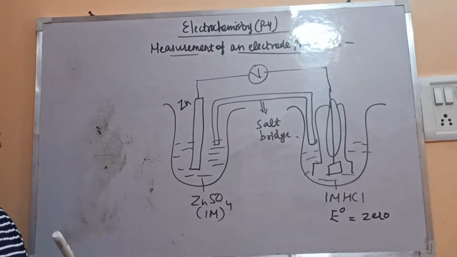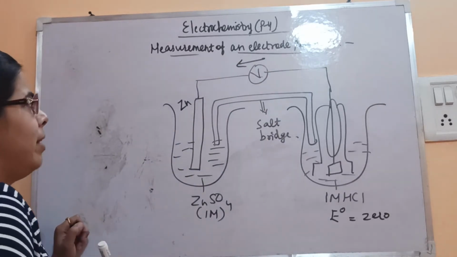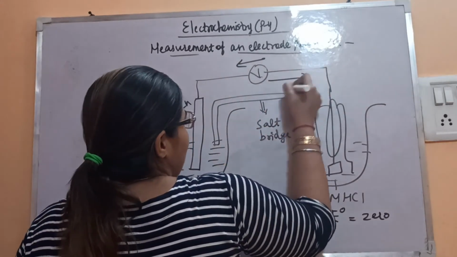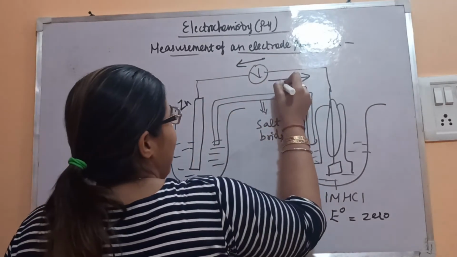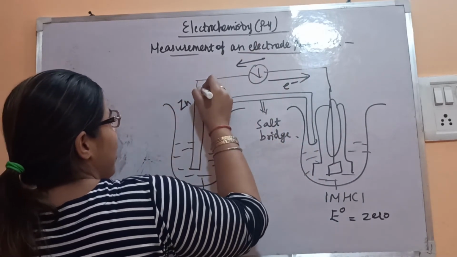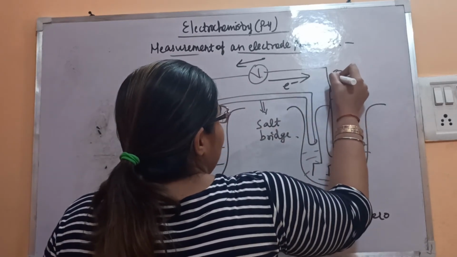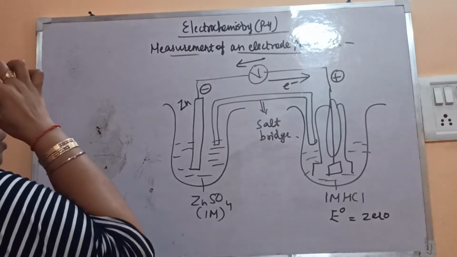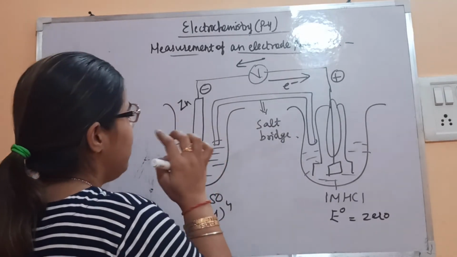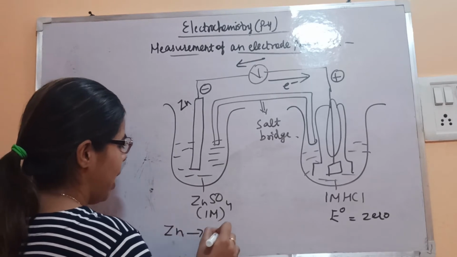In this case, what has been observed is that the deflection in the voltmeter is towards the zinc side. Then the flow of electrons is from zinc to hydrogen. It means zinc is acting as the anode here, that is negatively charged, and hydrogen is acting as the cathode here, that is positively charged. So on the left hand side oxidation is taking place, zinc is getting oxidized.